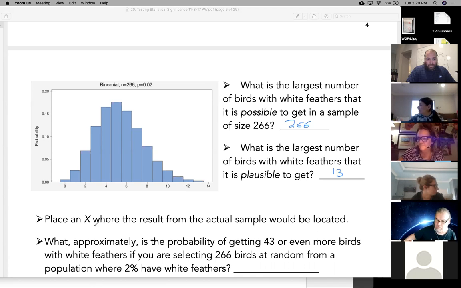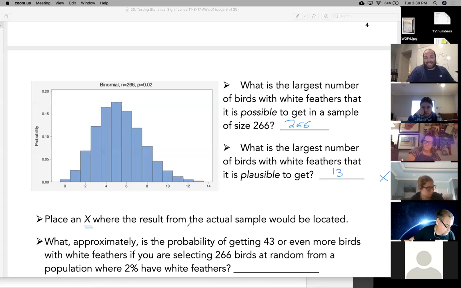Now, place an X where the result from the actual sample was located. That's going to be way out here. And that's not even far enough, because if you look at the scale, 43 is way off the page.